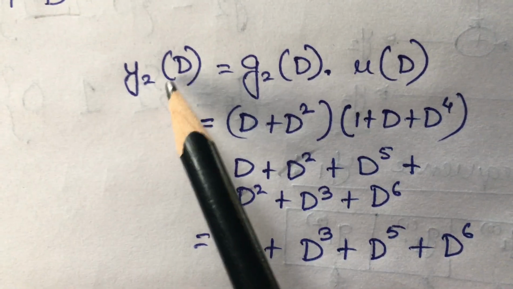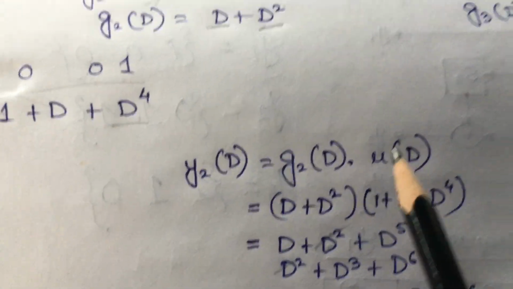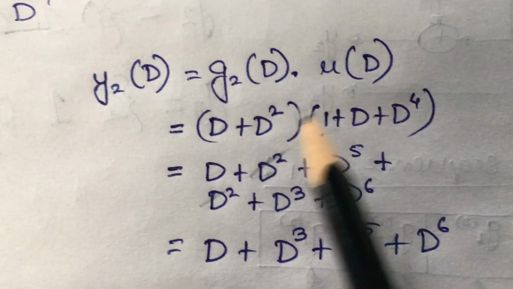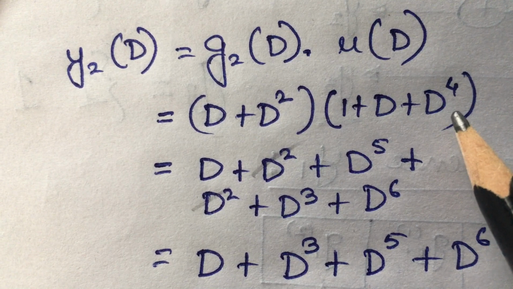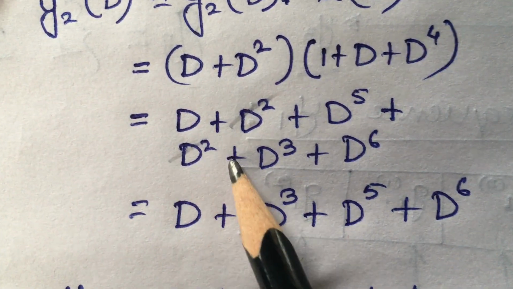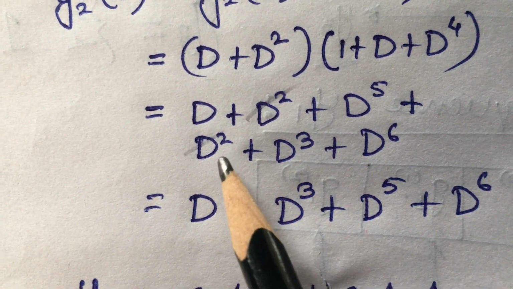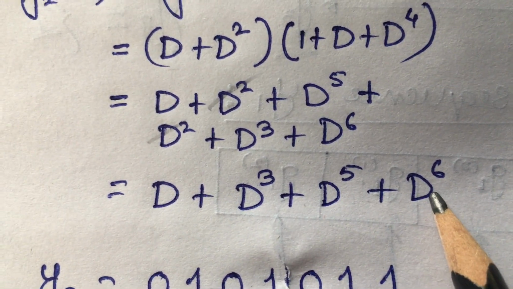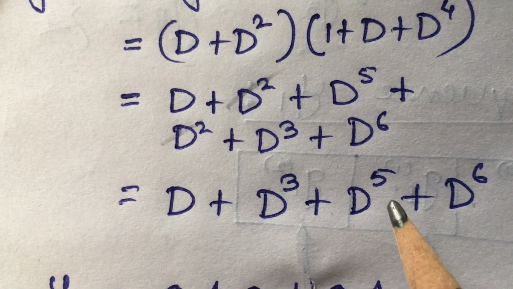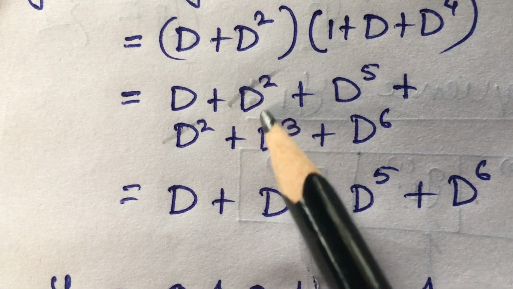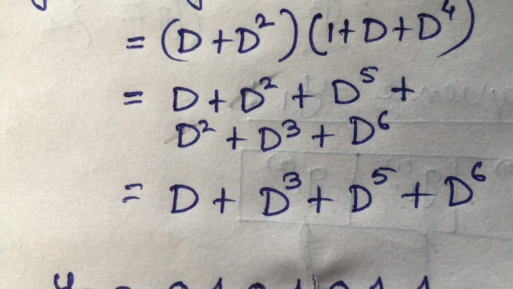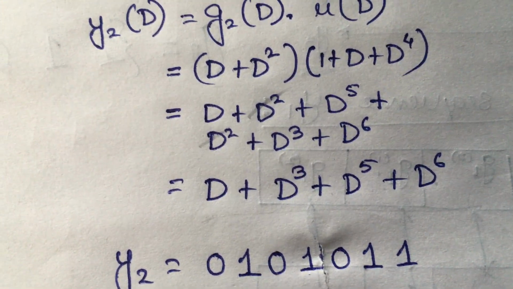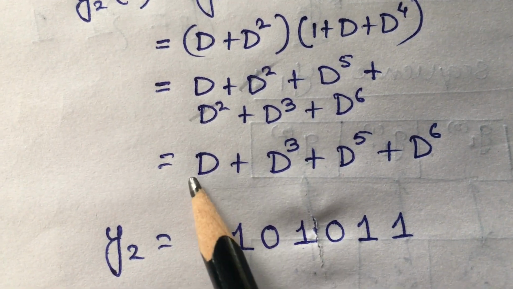Next, for determining y2(d), we just take the product of g2(d) and the message sequence u(d). So d plus d square into 1 plus d to the power 4. I have simply multiplied this and simplified to get d plus d cube plus d to the power 5 plus d to the power 6. Once again, remember we are doing modulo 2 operations over here, so d square and d square, these two terms get cancelled.